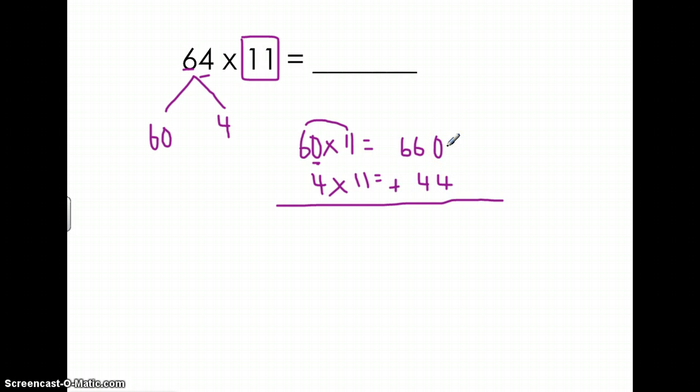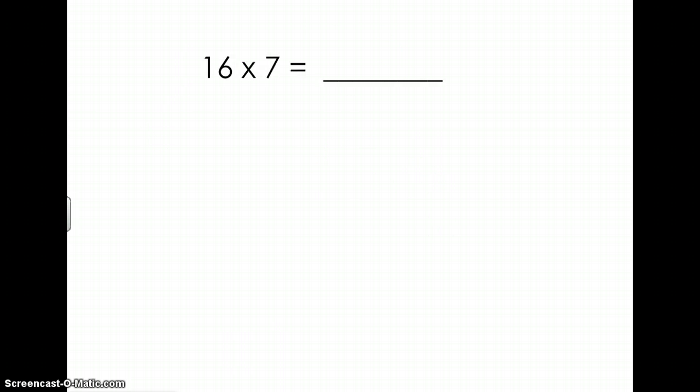This is a partial product, and this is a partial product. I have parts of the whole product. I now just need to add those partial products together to give me the whole product of 704. So my answer here is 704. See if you can follow the steps on the next one.